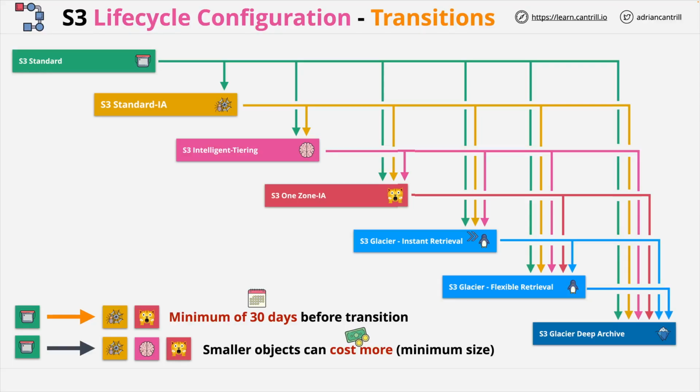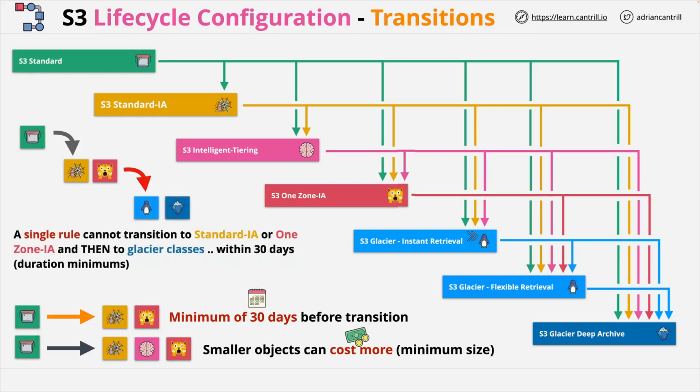And then finally, and this one is a little bit more obscure still, if you want to create a single rule which transitions objects from standard through to infrequent access or one zone infrequent access, you have to wait an additional 30 days before then transitioning those objects through to any of the Glacier classes. You can't have a single rule which moves something from S3 standard through to the infrequent access classes and then, sooner than 30 days, moves those same objects through to the Glacier classes.